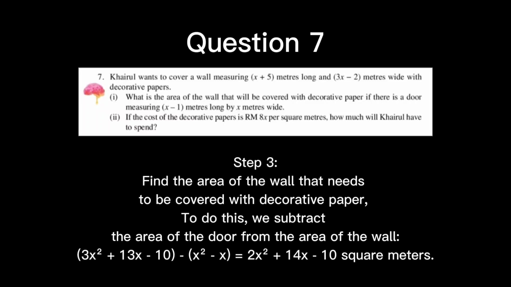Step 3. Find the area of the wall that needs to be covered with decorative paper. To do this, we subtract the area of the door from the area of the wall. 3x² + 13x + 10 minus x² minus x equals 2x² + 14x + 10 square meters.